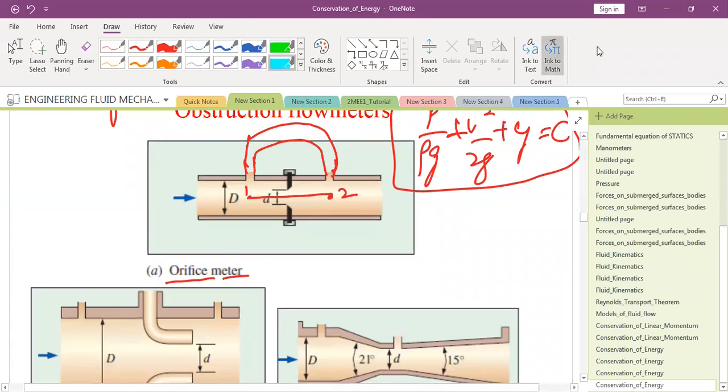Anyone? On which side of the limb will the height be higher, here or here? I've connected them through a manometric pipe. My question is, in which limb should I show the manometric head to be higher? Anyone? Second one. Second one. Yes.